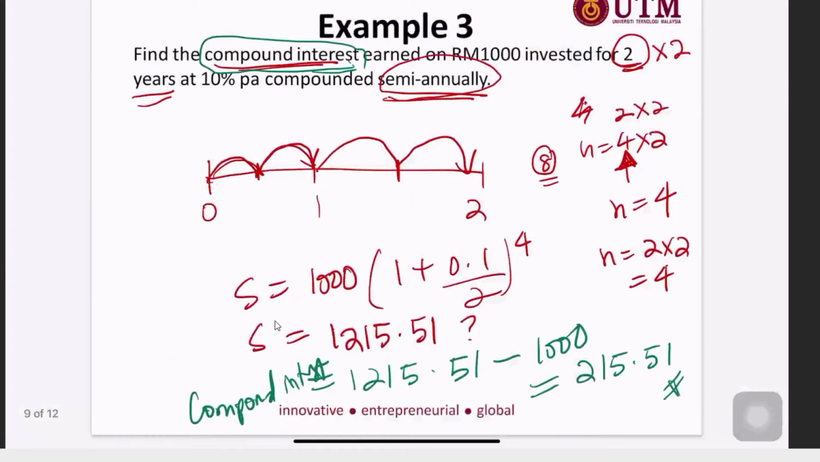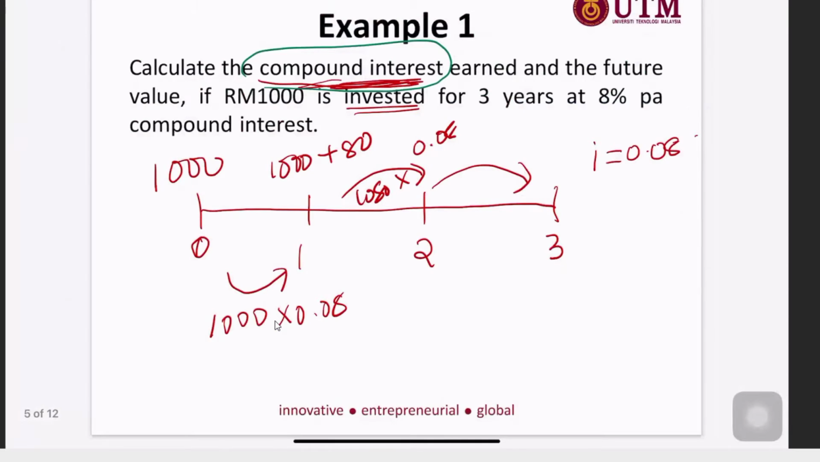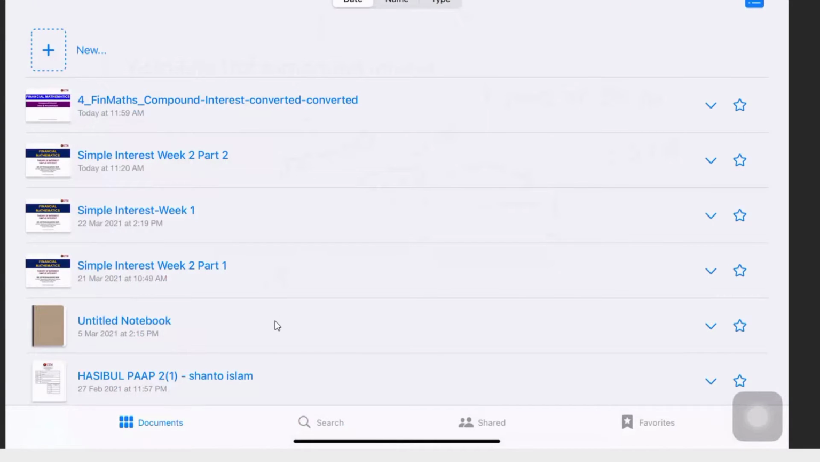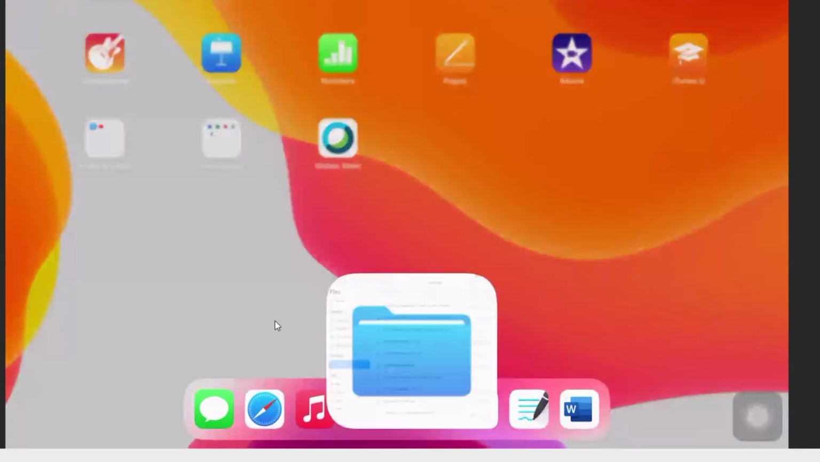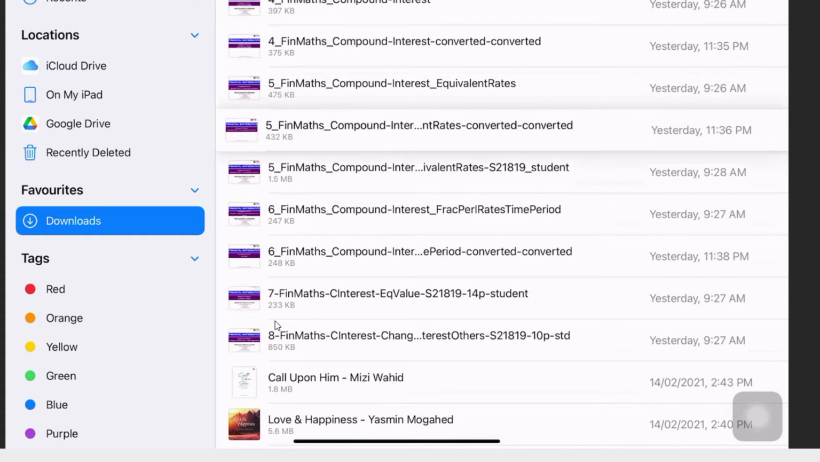Okay, any more questions on compound? No. So if there is no question, now let's look at 5.